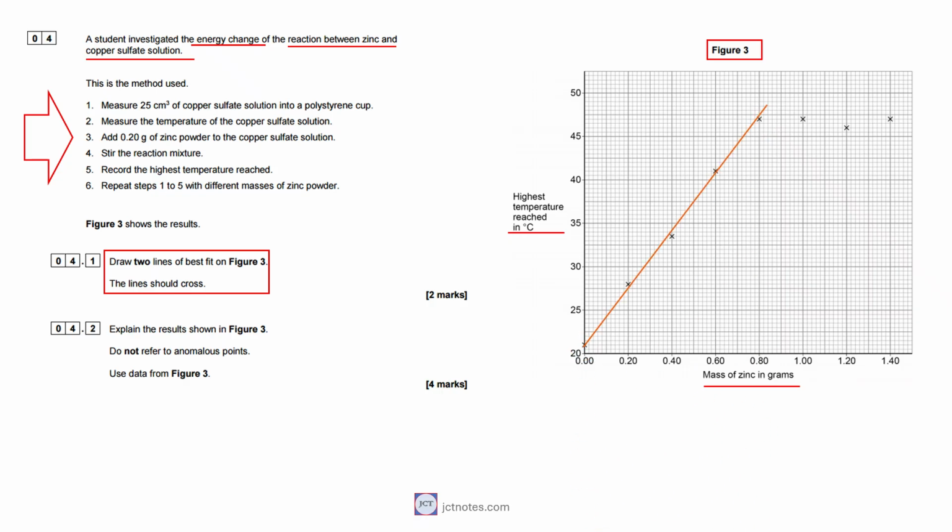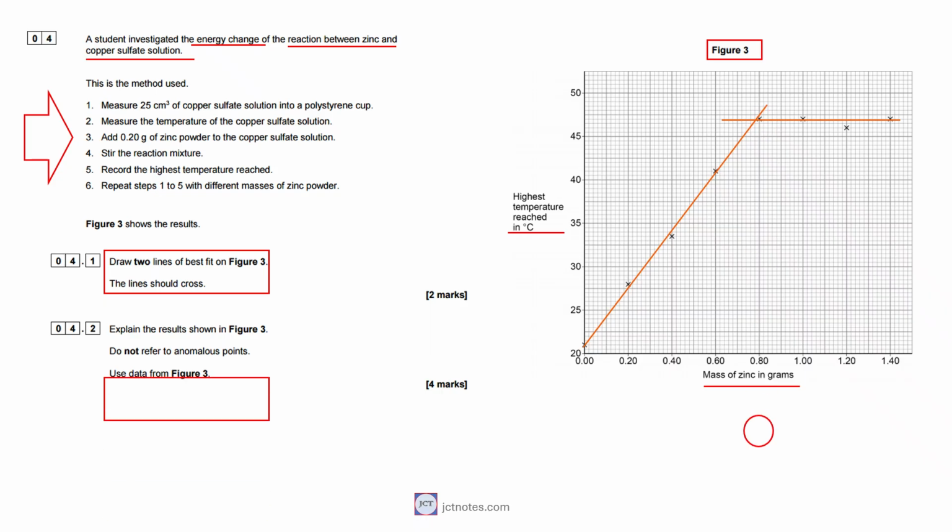For your second mark, draw a horizontal line of best fit through the last 4 points, which sit around the 46 to 47 degree mark. Notice that point at 1.20 grams that dips down a bit? That is an anomaly. Ignore it and draw your straight line through the remaining flat points. Ensure your 2 straight lines clearly intersect or cross over right around the 0.80 gram mark.